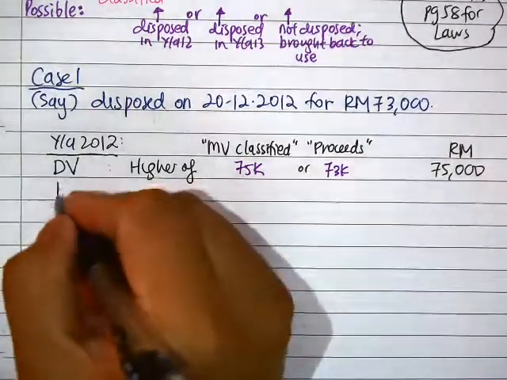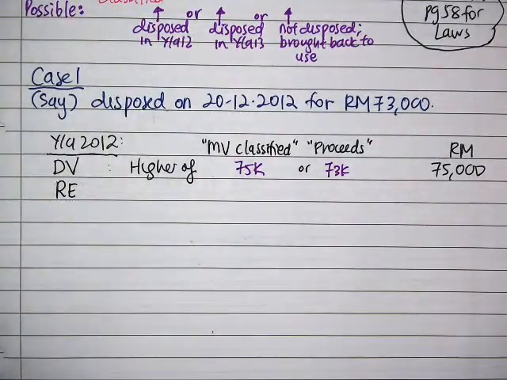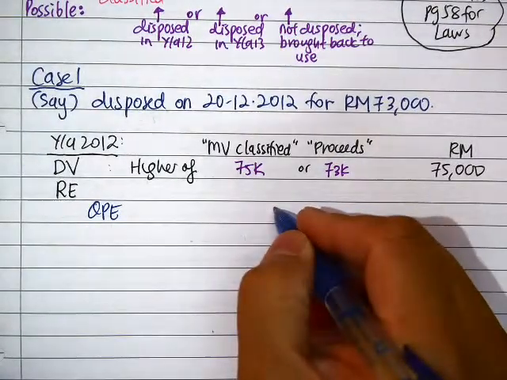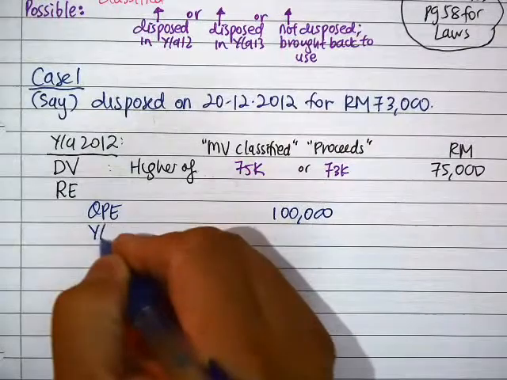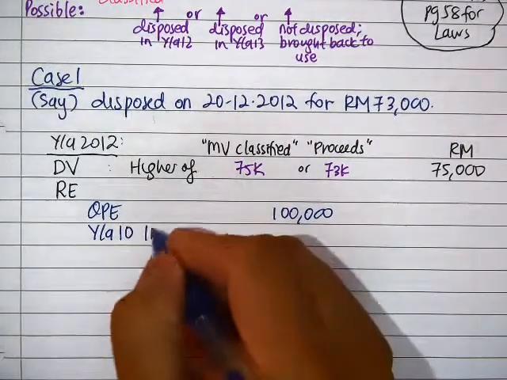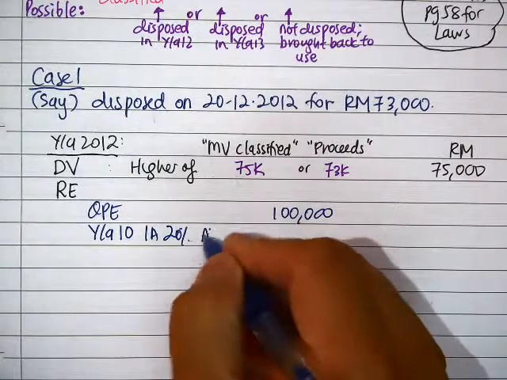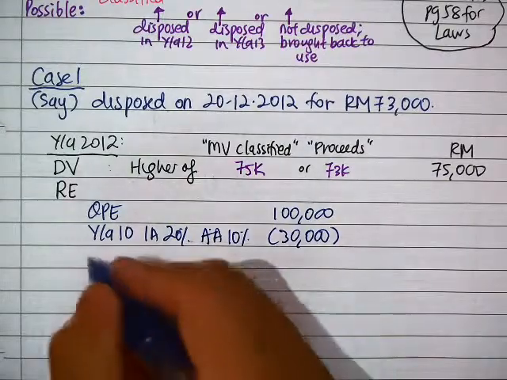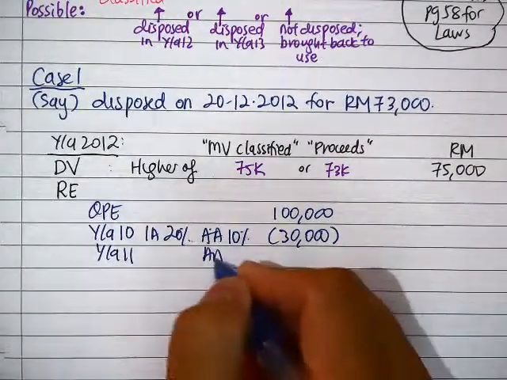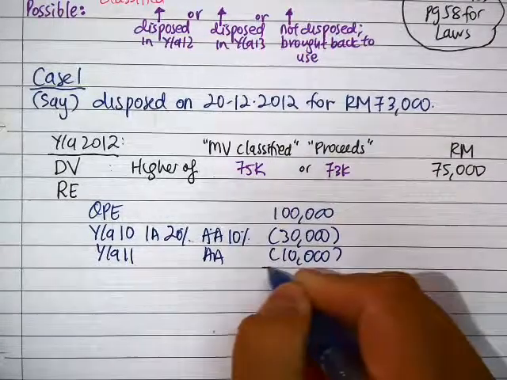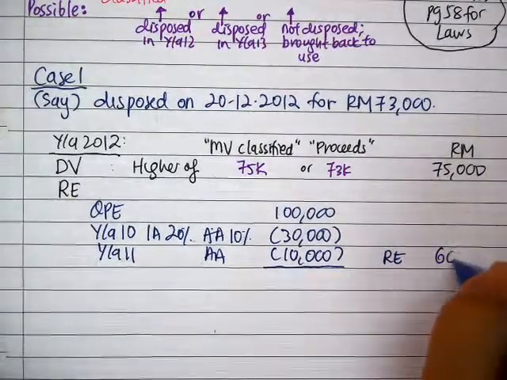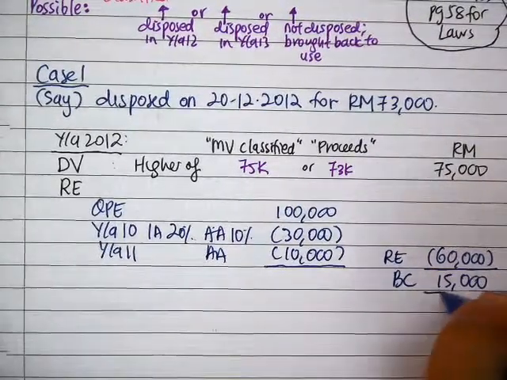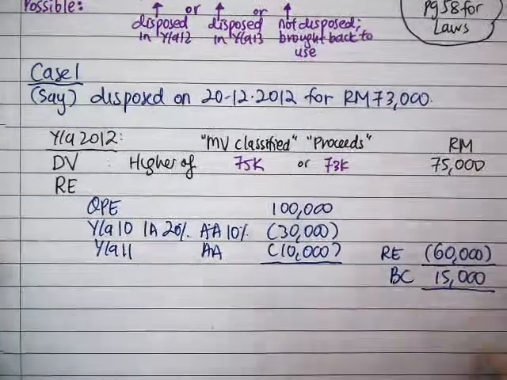Now you must take DV minus the RE, right? So what's the RE? Now the RE of your asset will be your qualifying plant expenditure. So this asset you bought for 100,000. You bought it in YA 2010, where initial is 20%. Now annual is 10%. So you get 30 office equipment. Now YA 2011, you get one more year annual 10. Alright, so my residual is 60. So we have a balancing charge 15,000. Okay, so this is how you do it. That's the first case.